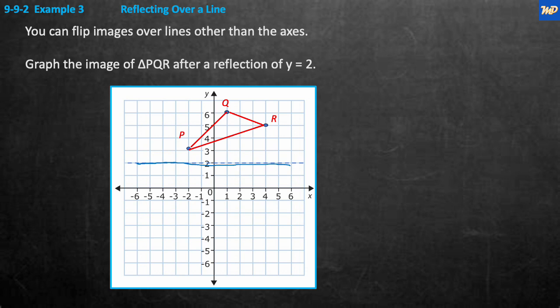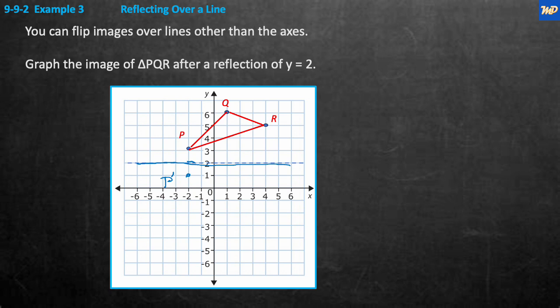And so what's it going to look like? We're going to start with P. Well, P over the line of 2 is 1 up. It's 2 to the left, still 2 to the left, 1 up. So we're going 2 to the left, 1 down. So that's right here, P below the line, 1 unit. This is P prime.